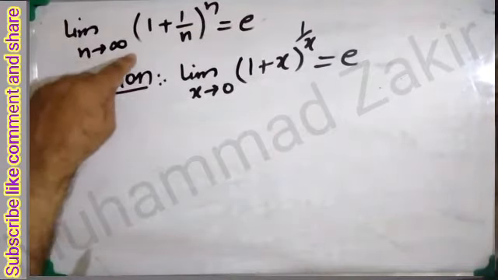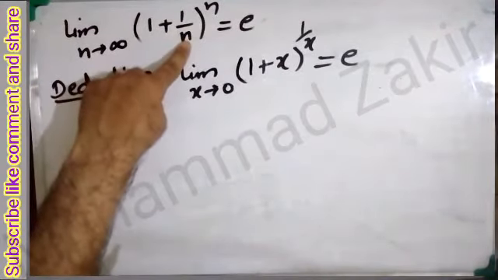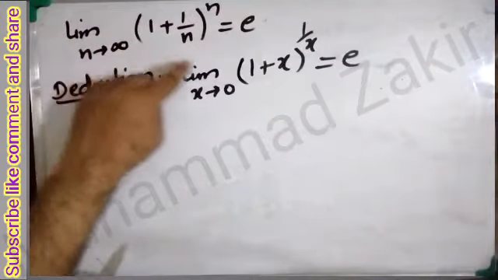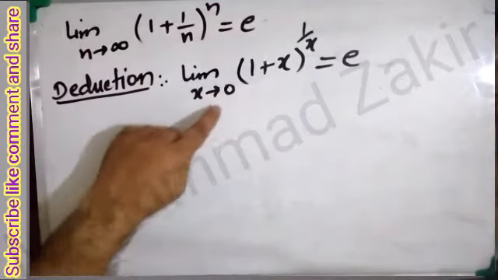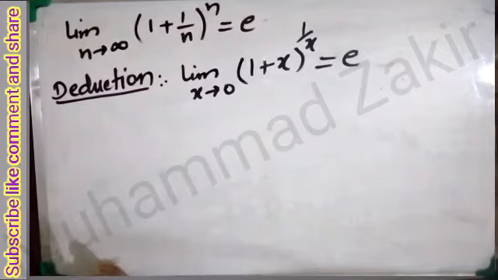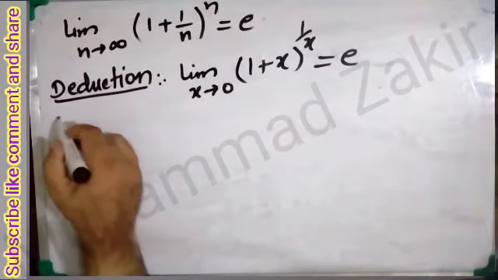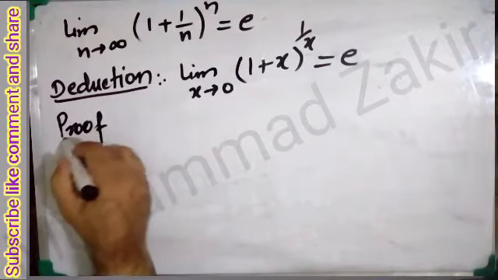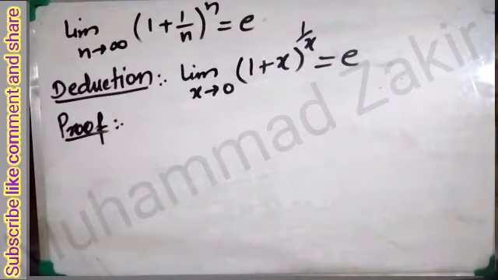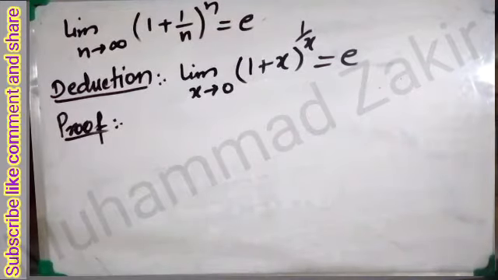Previously it was n approaches infinity. When it is 1 by n here, n must approach infinity. If it is x here, it must approach 0. Then the result will be the same. We can prove it. Let's look at its proof.